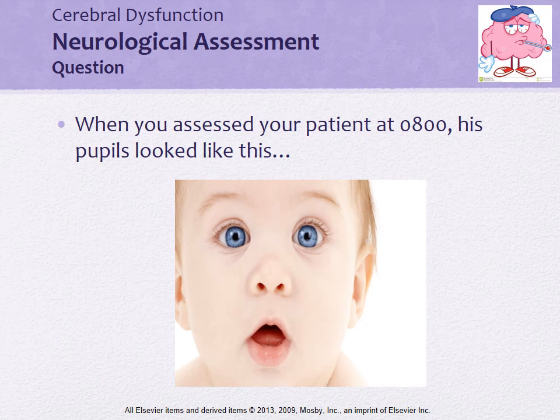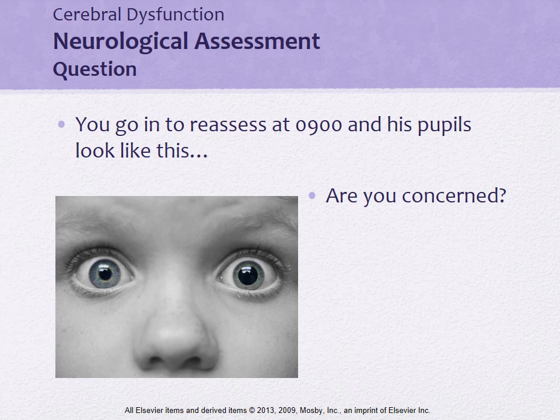Okay, so just a quick question. Neurological assessment. When you assessed your patient at 0800, his pupils looked like this. You go in to reassess at 0900 and his pupils look like this. Are you concerned? And I would hopefully you would say, oh my gosh, yes, I would be getting help immediately. All right. So they can be acting actually semi-normal with this and still have this dilated pupil, reactive pupil, non-reactive. But if you see this, this is a problem. All right.